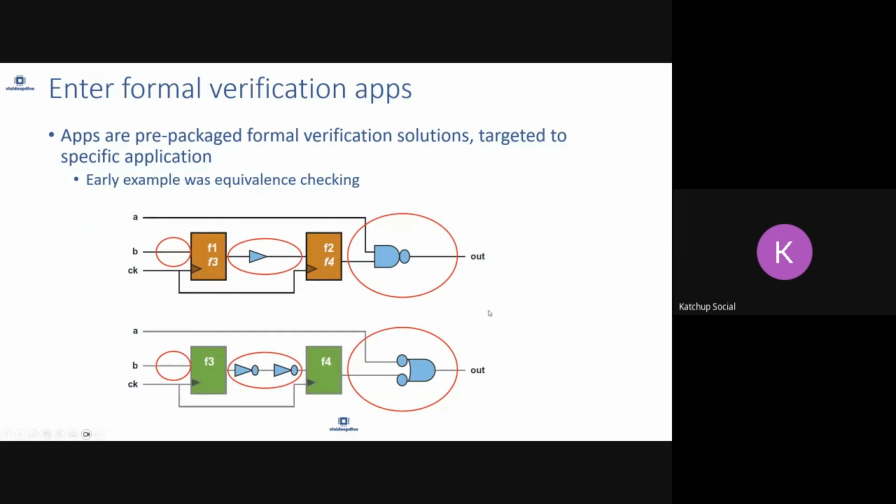Then what evolved was formal verification apps. What are formal verification apps? The problem with property verification was that it was trying to solve any general mathematical equation. Any general property you can write, the formal verification engine will try to solve that problem or prove it mathematically. What people realized was, we have an example of, let's say, formal equivalence checking.